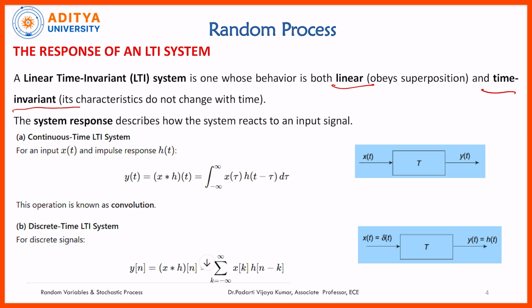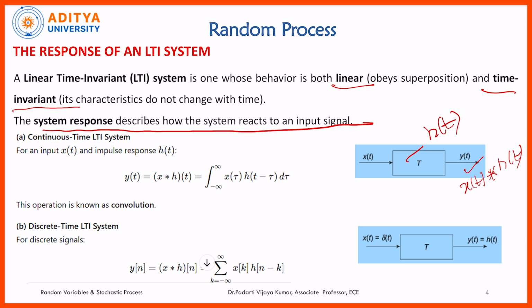For a continuous LTI system, how do you compute the output response? The system response describes how it reacts to an input signal. See here, y of t can be computed simply as x of t convolved with h of t, where h of t is nothing but the system impulse response. So, the output is a convolution of the input signal and the impulse response, and the continuous convolution formula is the integral of x of tau h of t minus tau d tau.